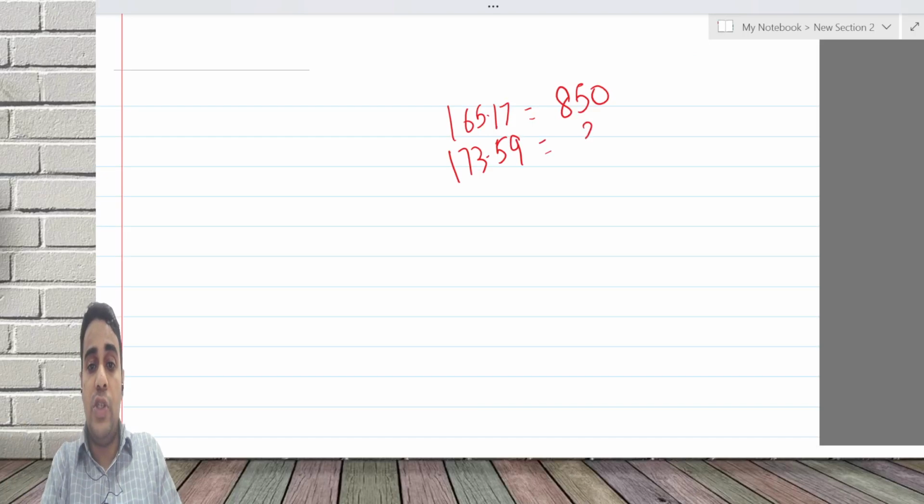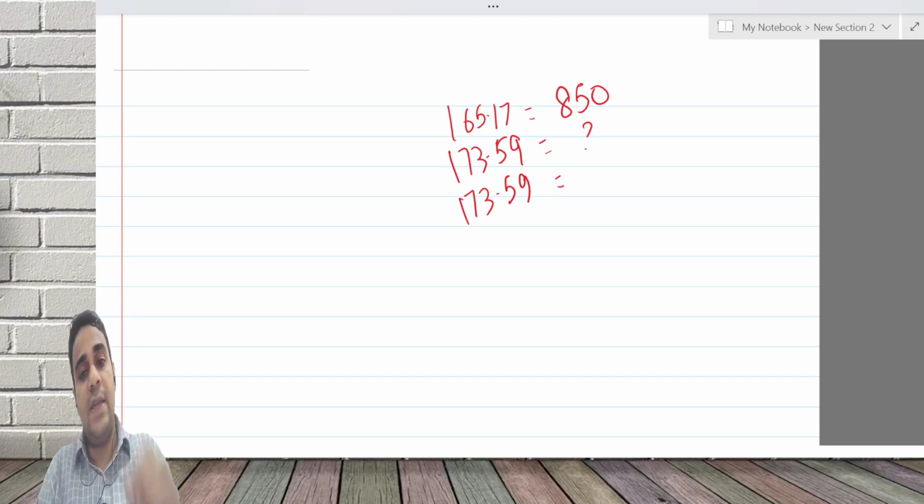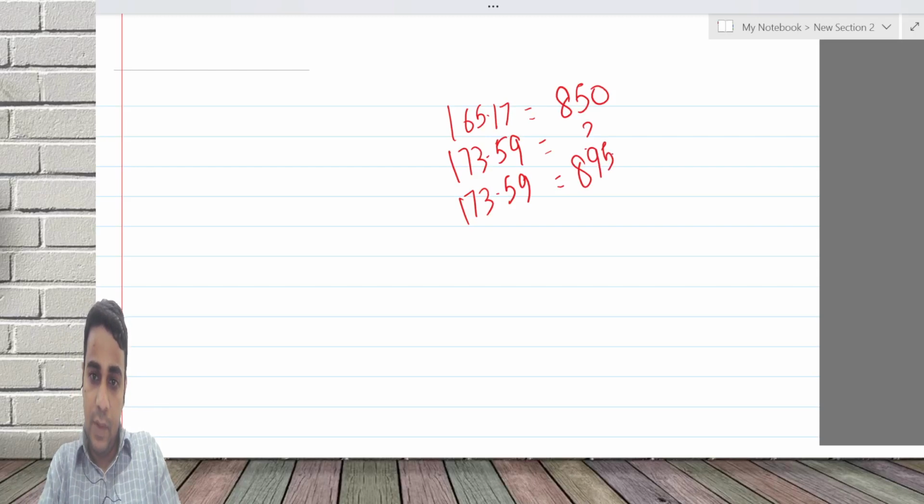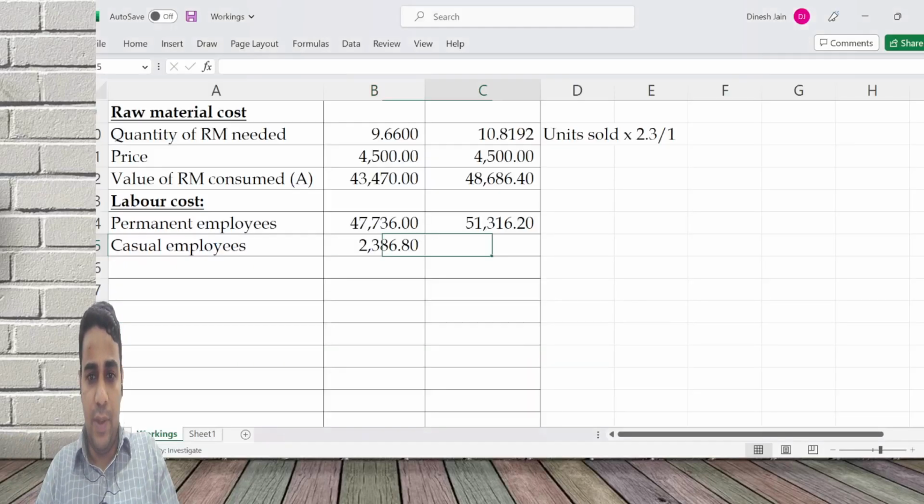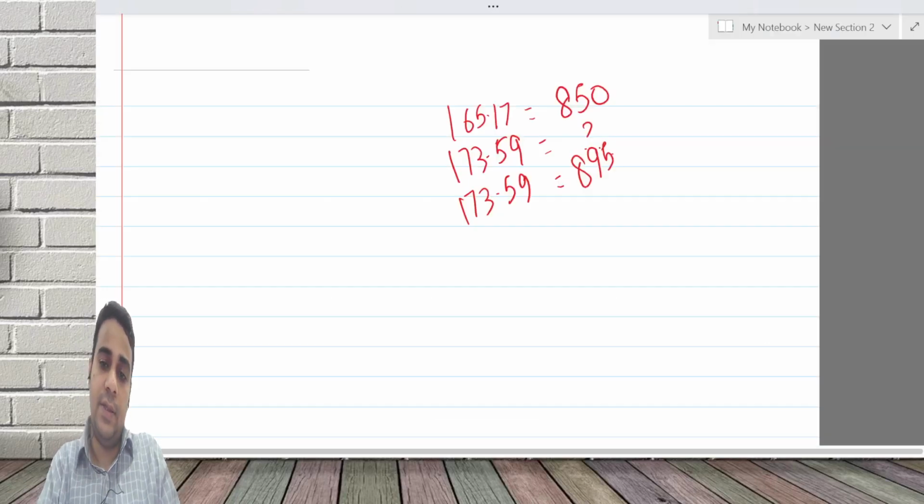If it is 173.59, how much will you pay? Do cross multiplication and tell me this number. Give me a two decimal number. 165 means 850. 173 means what number? Sir, 893.33. 893.33. This is what I need to pay.